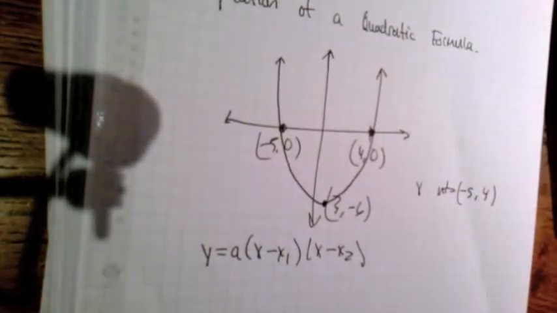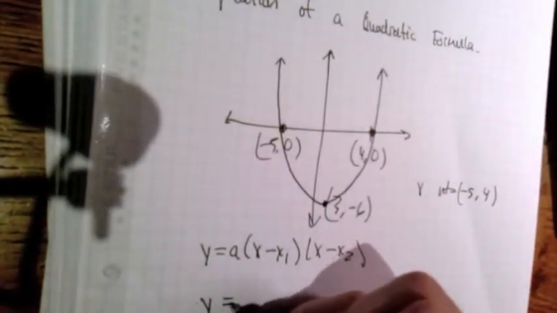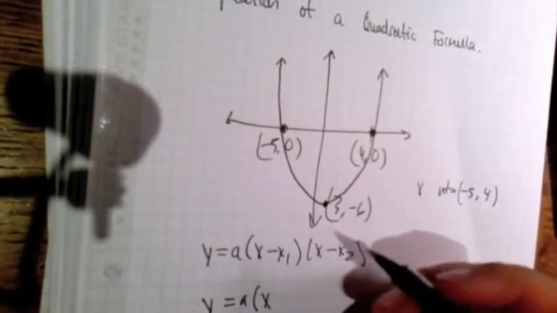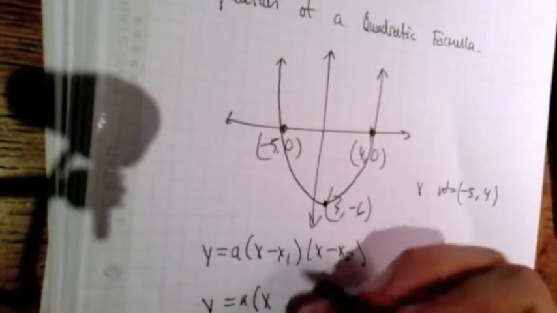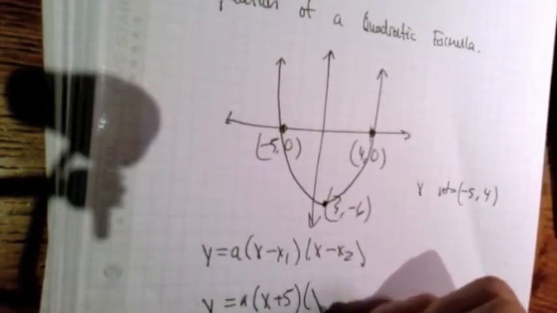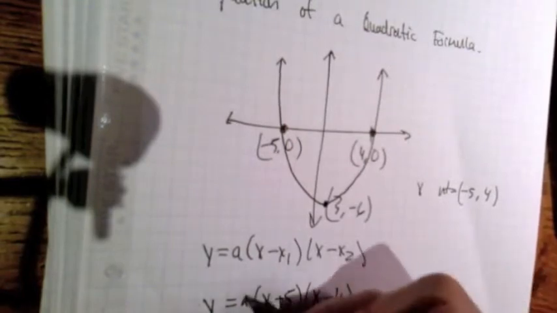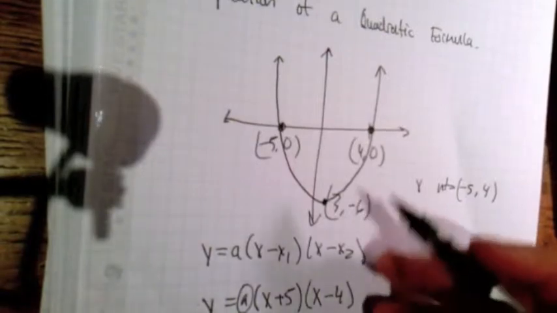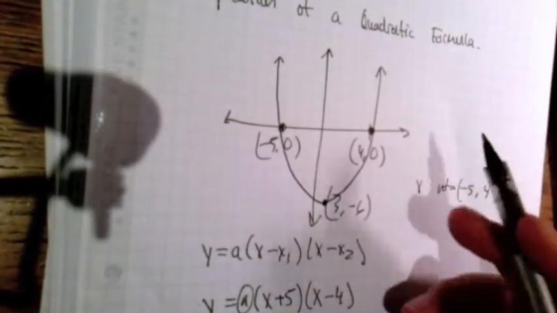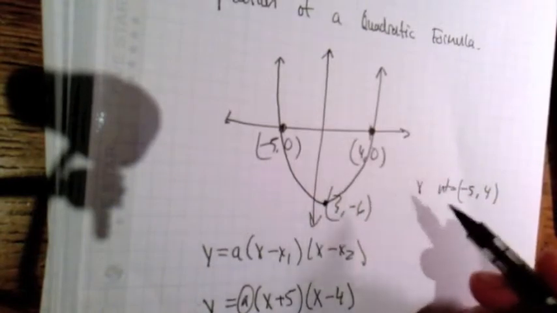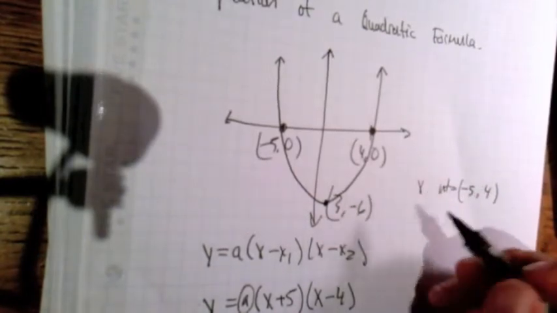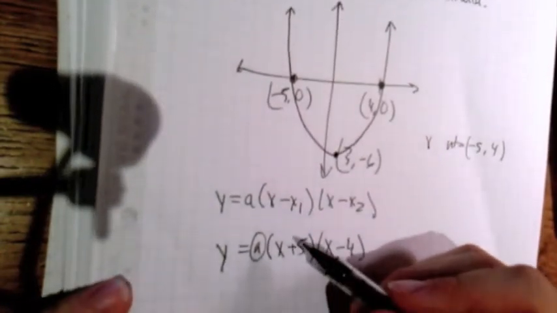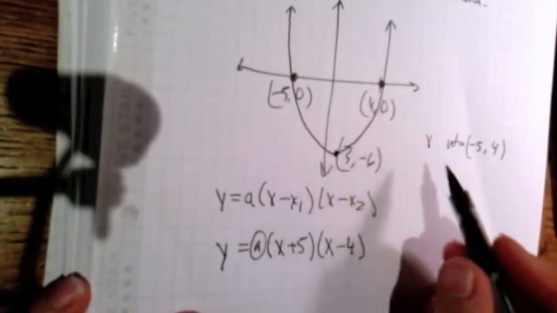Those are our x-intercepts. So we're going to rewrite this now as y equals a times x minus our first x-intercept, but we do the opposite of what it is. So if it's negative, we make it positive, plus 5 times x minus 4. But now we need to find what a is. We know that a tells us whether the parabola opens upwards or downwards. So the one thing we know about a is it's going to be greater than 0 before we find what it is. In order to find a, we need to plug in a point for y and for x. So what we can plug in for them is our remaining point, which is 3, -6.